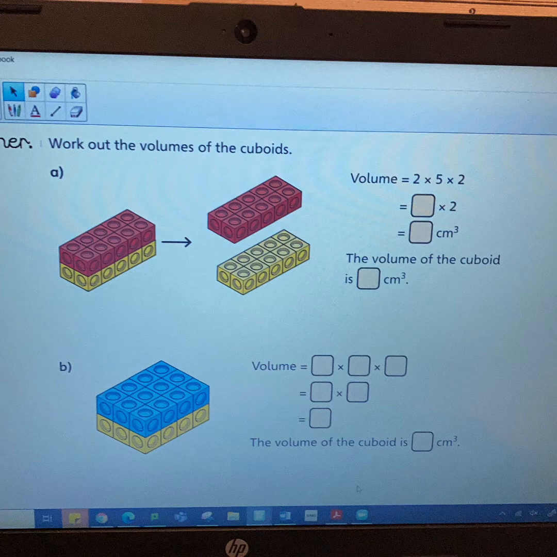Okay then, let's have a go at working out the volume of these cuboids. So all you need to do is count the cubes. Sorry, not the squares, the cubes. So you're going to count the cubes. Pause video, have a go.